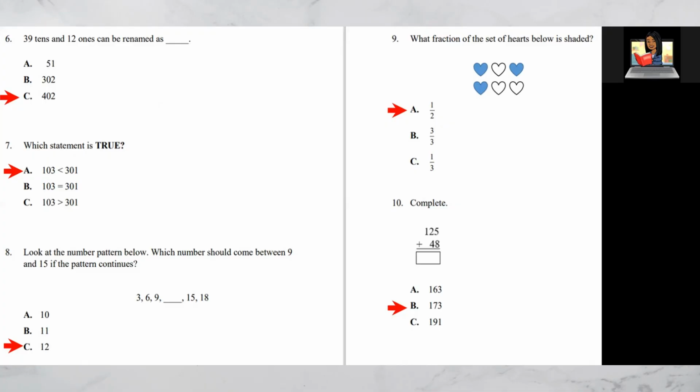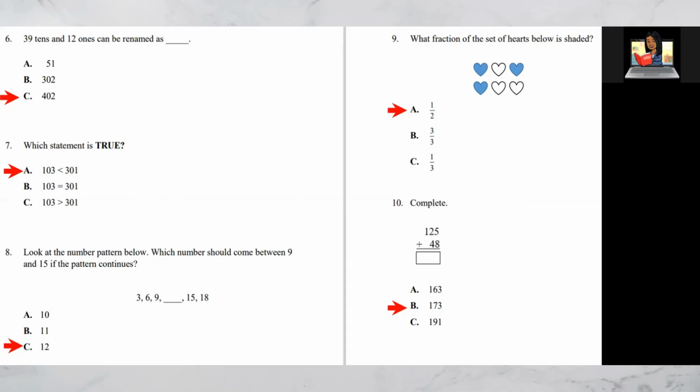Question 8. Look at the number pattern below. Which number should come between 9 and 15 if the pattern continues? 3, 6, 9, blank, 15, 18. So between 3 and 6, and then between 6 and 9, you will see a pattern, plus 3. So 3 plus 3 is 6, 6 plus 3 is 9. Therefore, 9 plus 3 is 12, and you will see the answer right there, C.